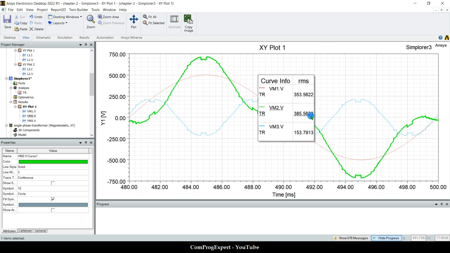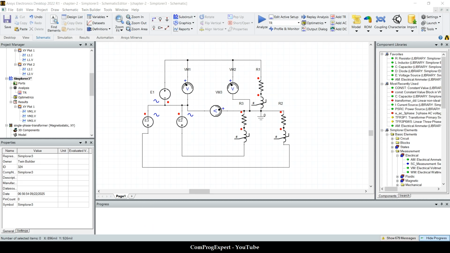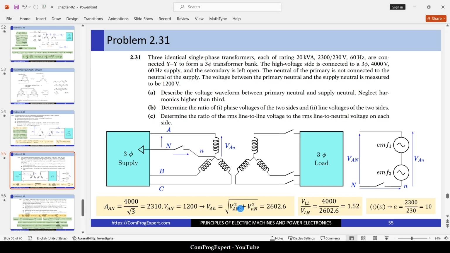385. The RMS value of this voltage. Perfect, right? So the effect of the third harmonic is important, and you can now realize why the star-star connection has this problem. And when we design the transformer core and have a deep saturation in it, we should care about the third harmonic. So finally, we can calculate the ratio of the line-to-line voltage.